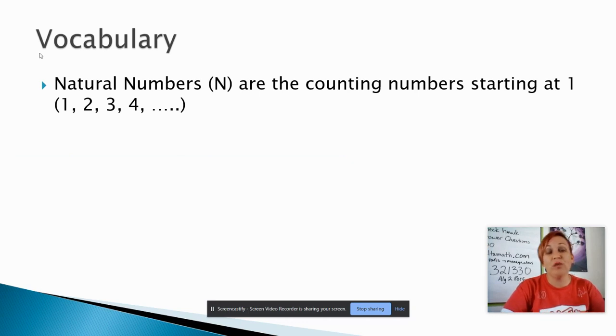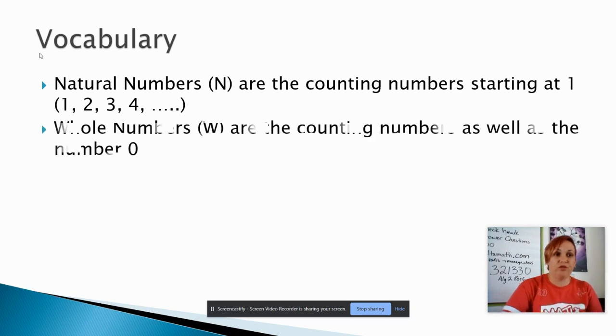Natural numbers, which we can abbreviate using the letter N, are our counting numbers. So whenever we need to start counting things, these are the numbers that you're going to use. I have 1, 2 children. I have 1, 2, 3, 4, 5 apples, and so on. Notice that it does not include the number 0 because we don't really start counting at 0. We start counting at 1.